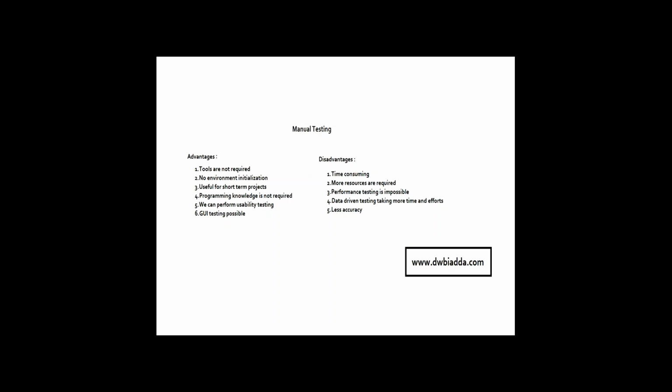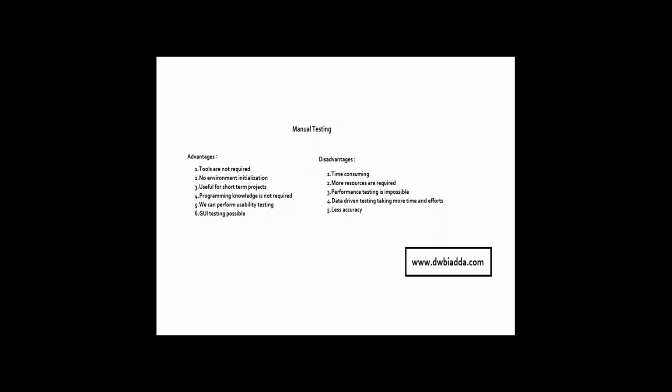And the fifth one is less accuracy. In manual testing, even after completion of testing, we cannot say that 100% testing is possible. That means we cannot guarantee accuracy. Why? Because all are humans, so sometimes we may make mistakes. We cannot say 100% testing is perfect. So accuracy is less. That is about the disadvantages of manual testing.